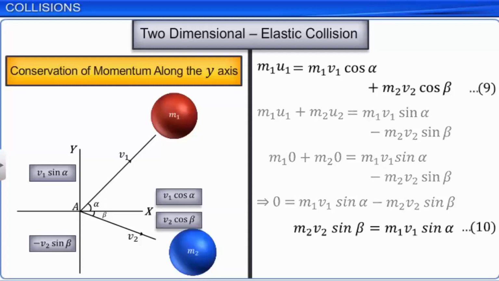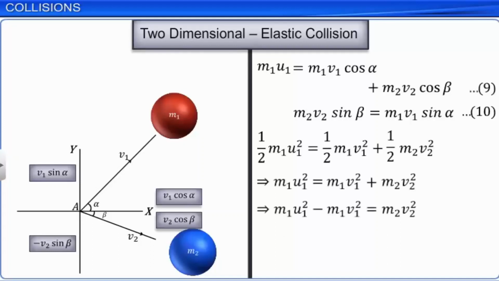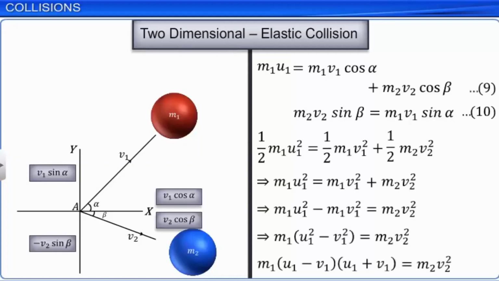Since the total kinetic energy is also conserved in an elastic collision, and as u2 is 0, we have half m1u1 square is equal to half m1v1 square plus half m2v2 square. On simplifying, we get m1 into (u1 minus v1) into (u1 plus v1) is equal to m2v2 square. Let this be equation 11.